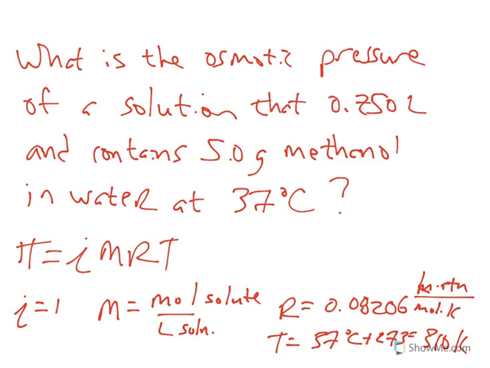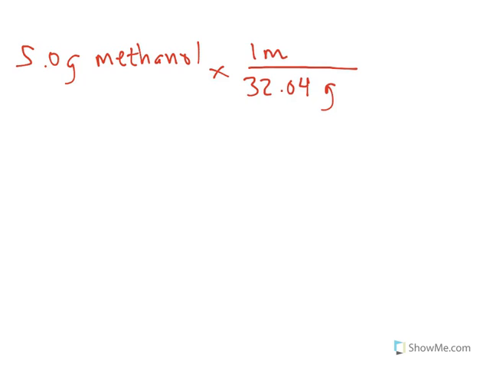So the only thing we really need to do is calculate our molarity. We've got 5 grams methanol. In order to get to the moles of methanol, I need to multiply by its formula weight. The formula weight of methanol is 32.04 grams per 1 mole. You can either look that up or calculate it from its formula. The grams cancel, and the moles of methanol I get is 0.156 mole.